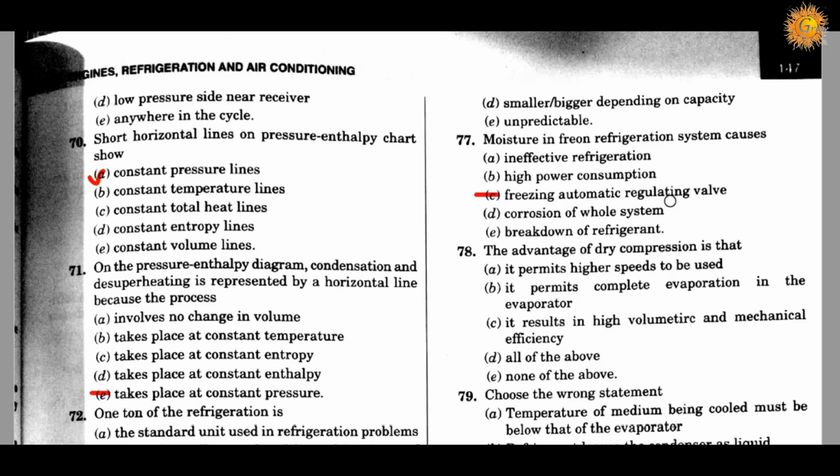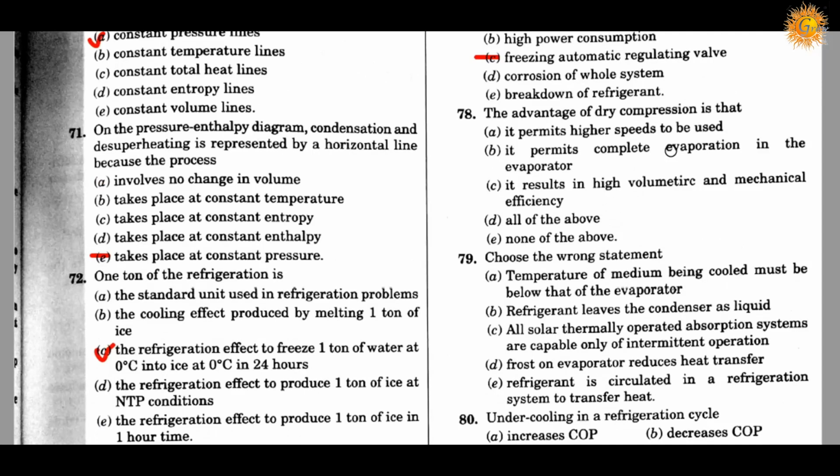Question 78. The advantage of dry compression is that option A, it permits higher speed to be used, option B, it permits complete evaporation in the evaporator, option C, it results in high volumetric and mechanical efficiency, option D, all of the above, option E, none of the above. Correct answer 78 is D, all of the above.